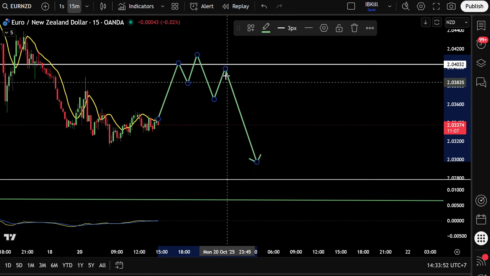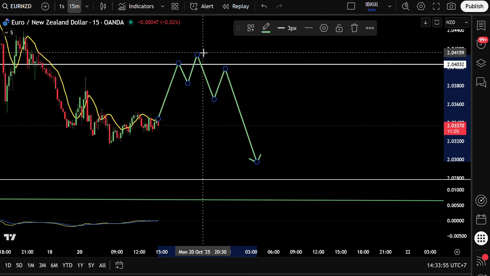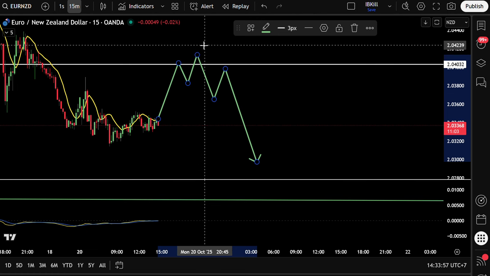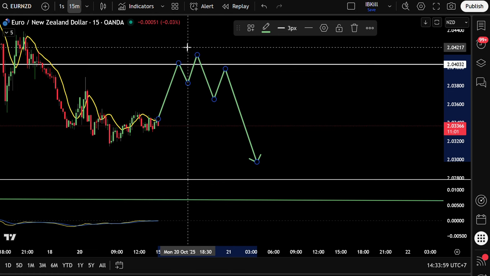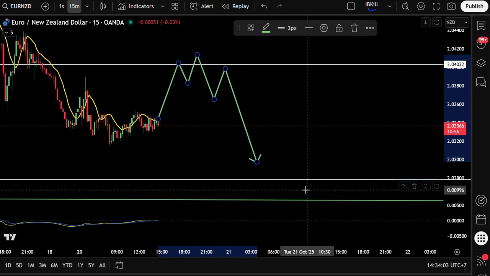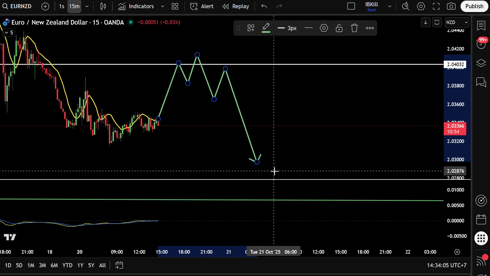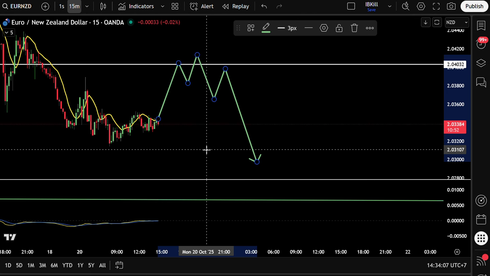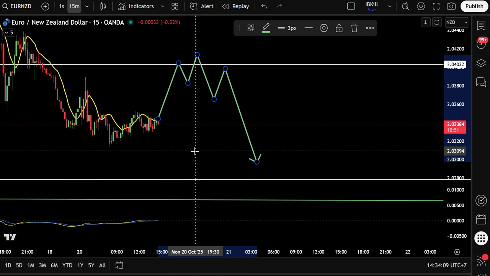Stop loss will be above this, so around about 204,300. Just give yourself enough space. Sorry, 204,300, and then heading down towards 202,500. Plenty of risk reward there, 3-to-1.